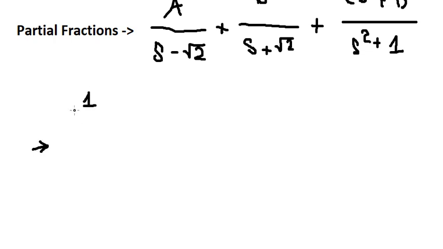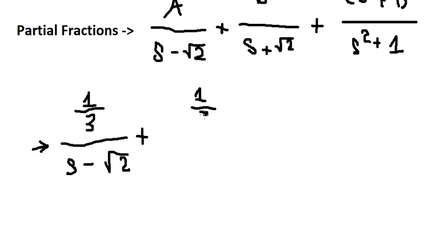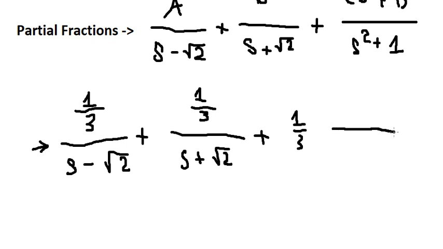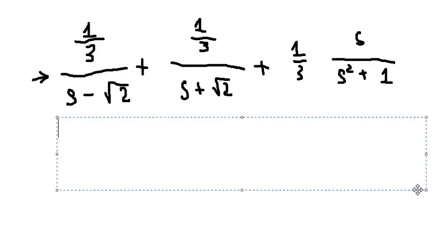So in this situation, we will have like this. F of s equals 1 over 3 over s minus the square root of 2, plus 1 over 3 over s plus the square root of 2. The next one, we have 1 over 3 and we have s over s squared plus 1. Now in this situation, we can use the inverse Laplace transformation.